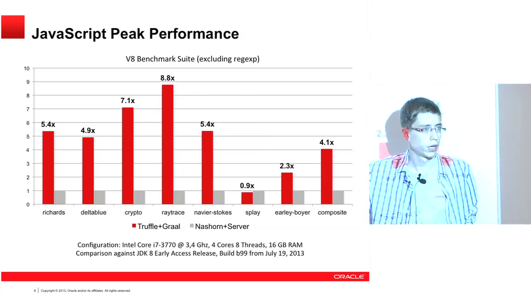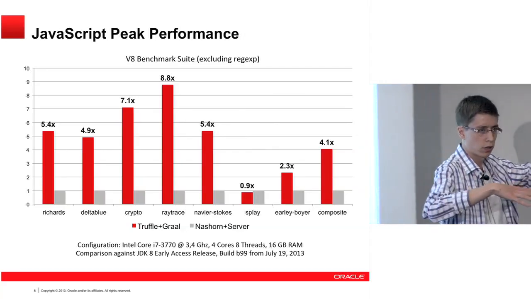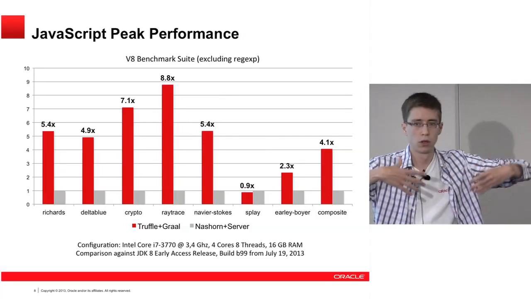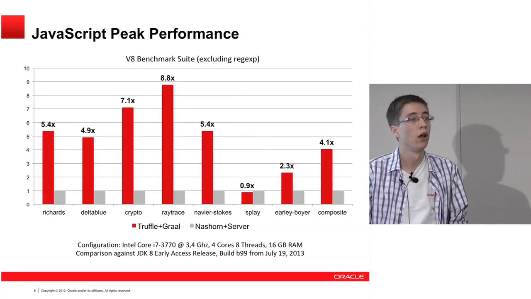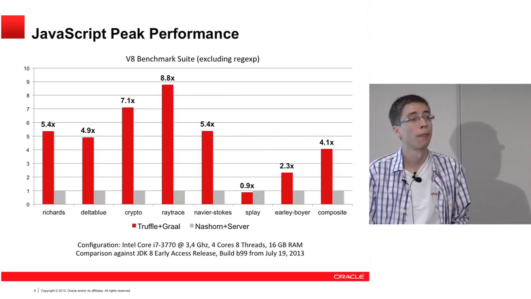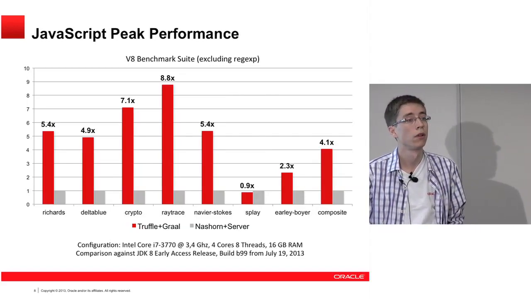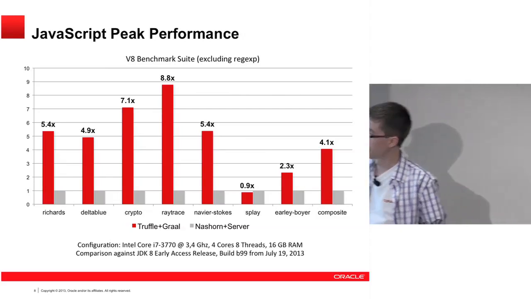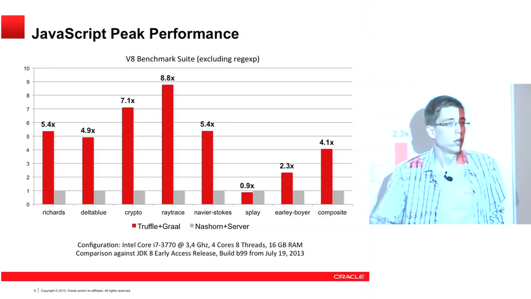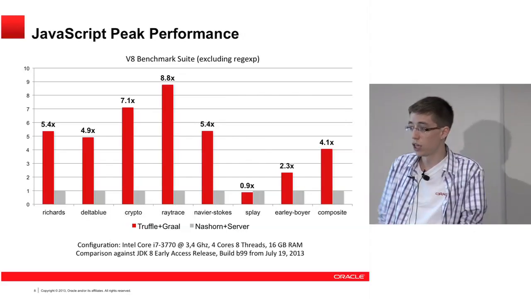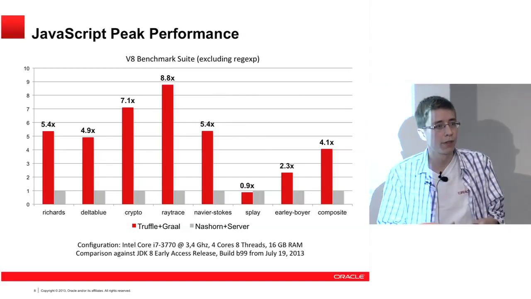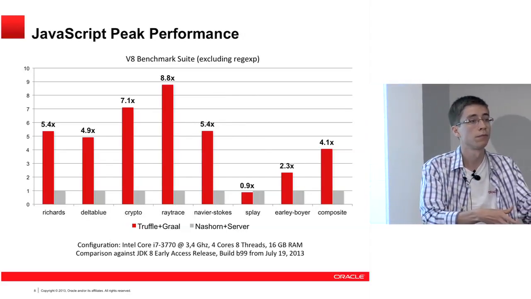So in the left configuration, Graal is running on top of the server compiler or the client compiler. You can choose that. You just need some compiler. Yeah, but this measurement is here running Graal in hosted mode. So Graal is not used for actually compiling Java. It's only used specifically for the JavaScript methods.